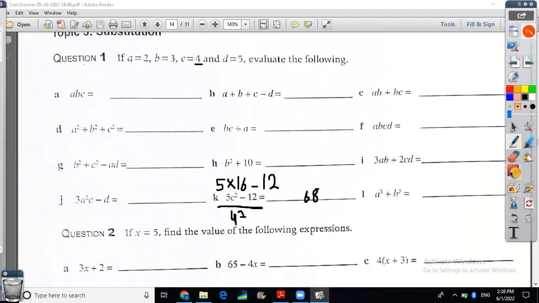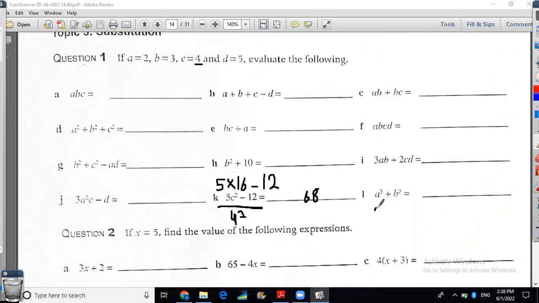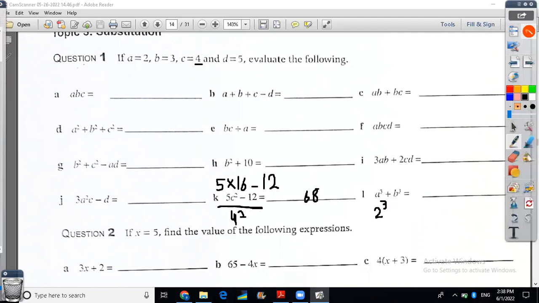Okay, the same thing here, a cubed, which is 2 cubed. 2 cubed doesn't mean 6. 2 cubed is not 6. 2 cubed means 2 times 2 times 2, which is 8. Okay, let's continue.